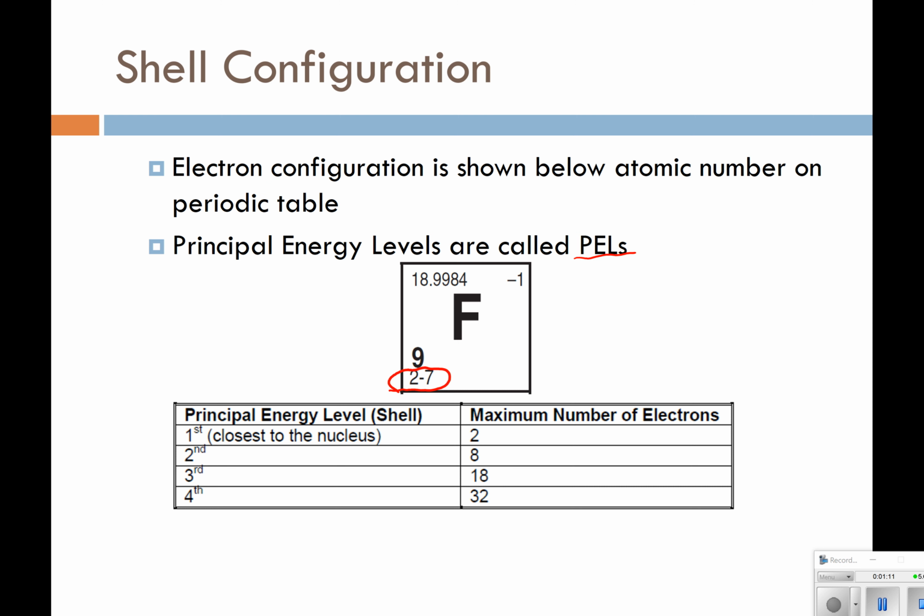Now, the PELs are going to change depending on how close we are to the nucleus or how far away we are. The first principal energy level, which is closest to the nucleus, is going to be the smallest ring and therefore only holds a maximum of 2 electrons. The second principal energy level would hold a maximum of 8 electrons. And as these rings get bigger, as we move farther out from the nucleus, they can hold more. The third PEL holds 18 total electrons. And as we get out to the fourth, and we can go beyond 4, they're going to hold 32 electrons.